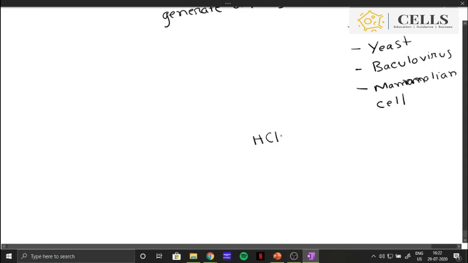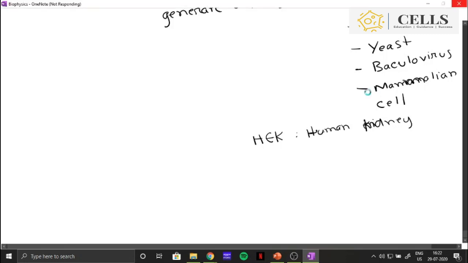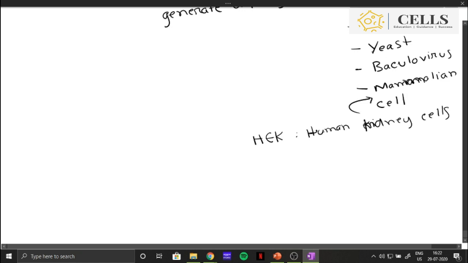HEK is a human kidney cell line, human kidney cells. This is a mammalian cell line. So you can overexpress the protein in various organisms: E. coli, yeast, baculovirus, mammalian cell.